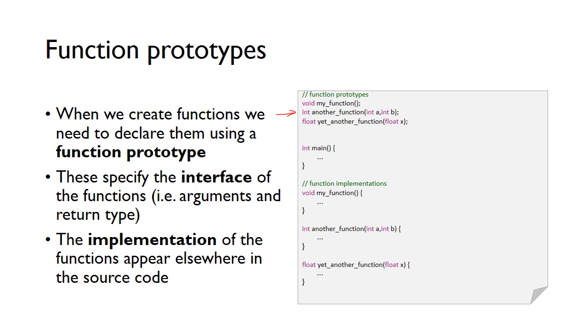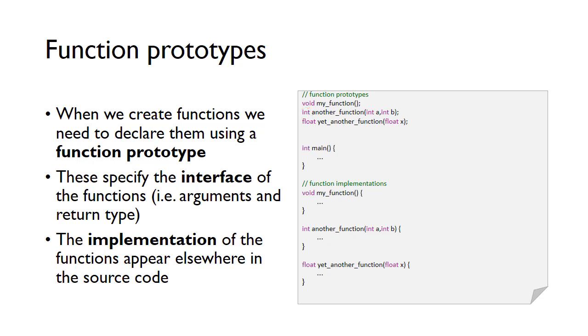The next one, we've got int, and this function is called another function, and then we've got the brackets. We can see we've actually got two arguments here. The first argument is a, which is an integer, and comma int b. So we've got two arguments, both of them integers, called a and b. In this function, we send two integers to it, it'll do some calculation on those integers, and then it'll return an integer back to the main function.